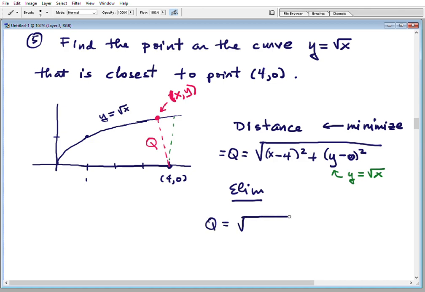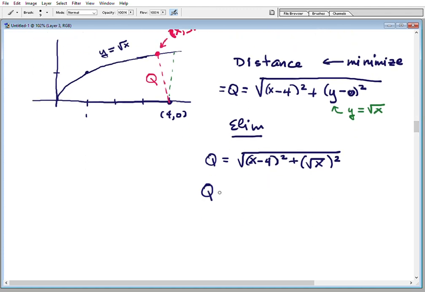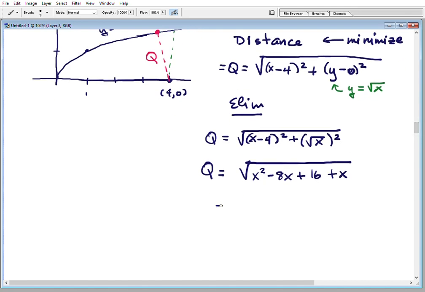q is equal to the square root of (x minus 4) squared plus (square root of x) squared. So we're going to get a fairly simple expression underneath that square root once we square everything out. We have x squared minus 4x minus 4x, that's minus 8x, minus 4 times minus 4, plus 16. And here I have plus x. You see? Square root of x squared, that's just x. So we have x squared minus 7x, just combine, plus 16. So that's q. Now we're ready to differentiate.